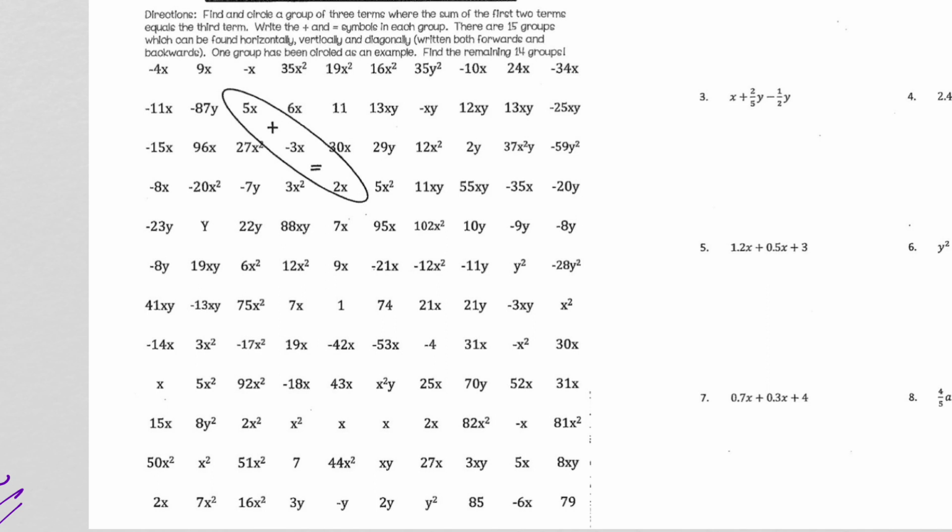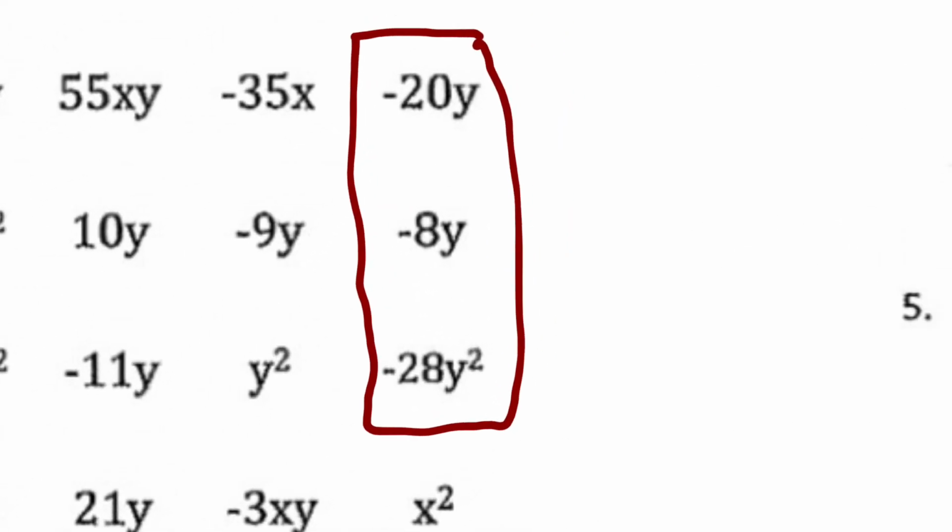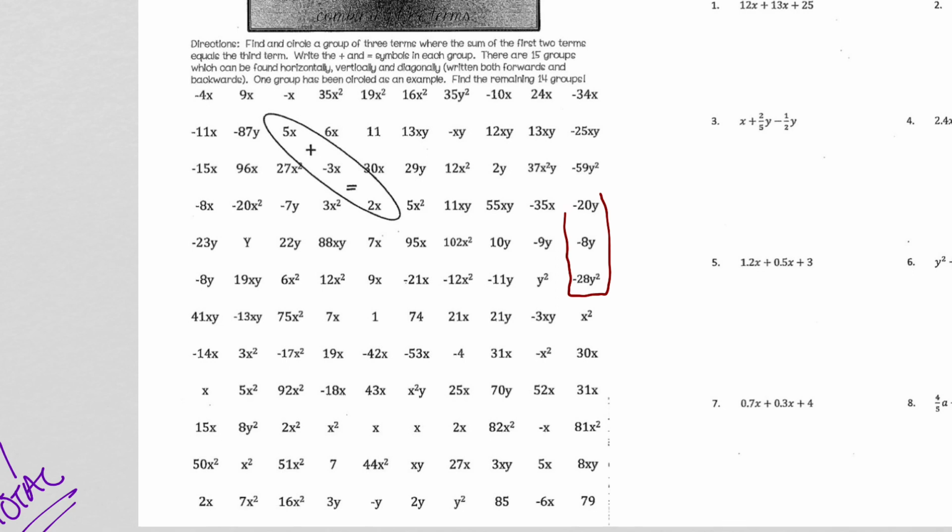So I have negative 20y plus negative 8y, which gives me what? Negative 28y. This looks like it should be correct, but look at the variable on there. Is it to the exact same power? No, so that would not be a correct answer. So let's see if we can find a correct one.